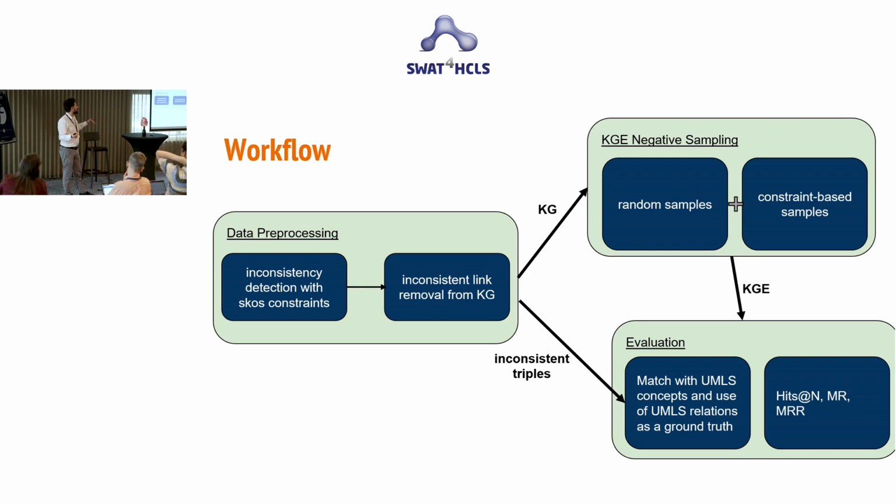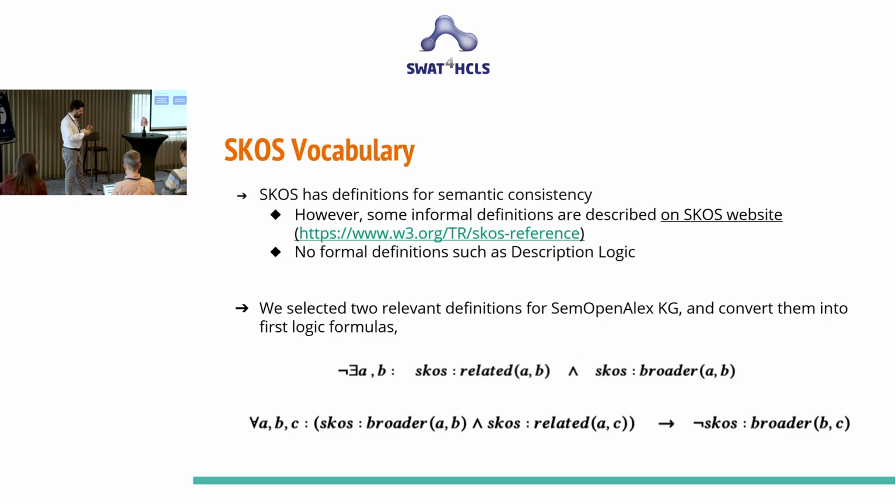We evaluate this with a simple link prediction setup, but we also know that we have to find the correct link. So we use an external dataset to validate our result. We use the UMLS concept hierarchy to find the correct link.